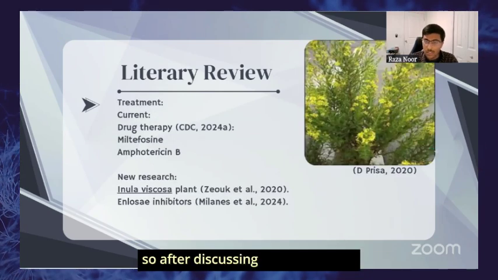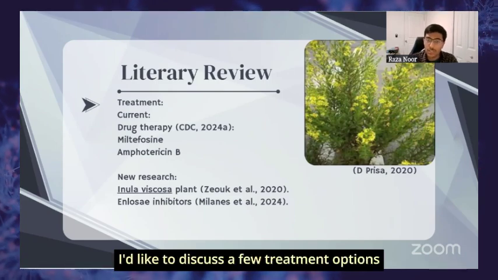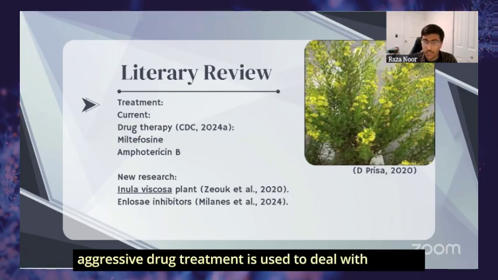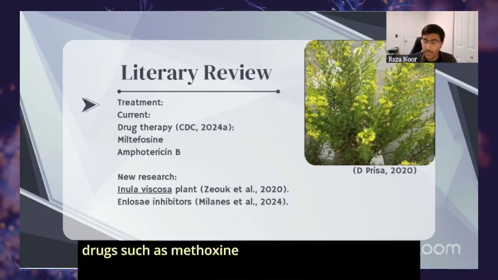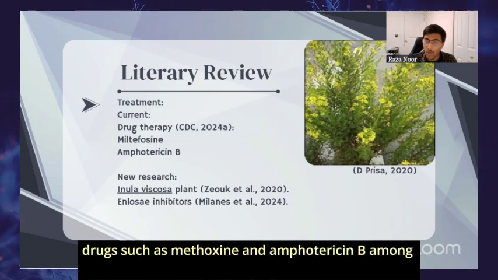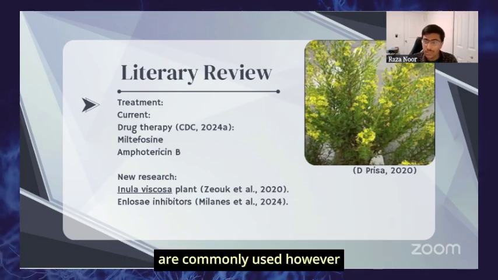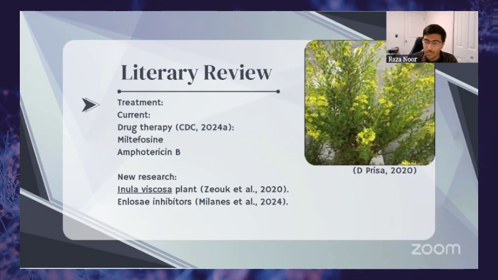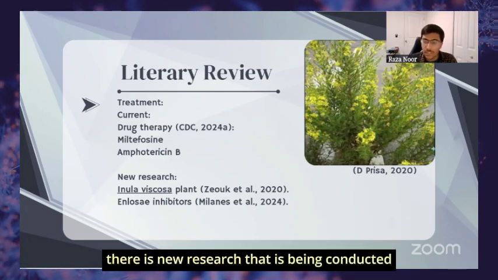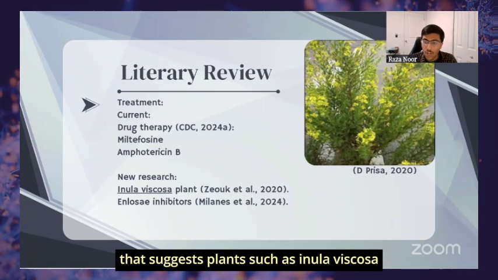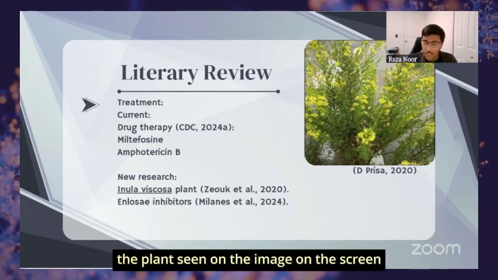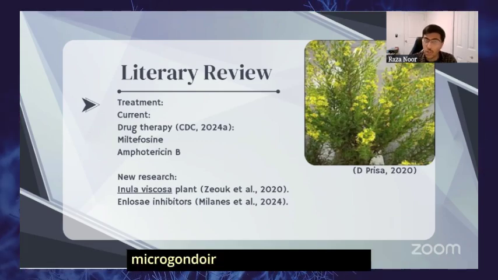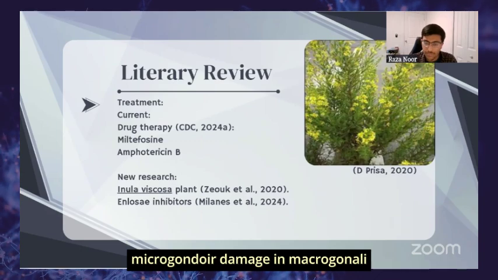So after discussing pathogenesis, I'd like to discuss a few treatment options. So currently, aggressive drug treatment is used to deal with PAM. Drugs such as miltefosine and amphotericin B, among others, are currently used. However, this treatment can only raise the chance of survival and is not a cure for the disease. There is new research that is being conducted that suggests plants such as Inula viscosa, the plant seen in the image on the screen, can be used as a treatment. Leong et al. found that this plant has been shown to cause mitochondrial damage in Naegleria fowleri.